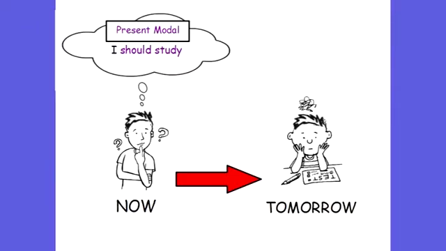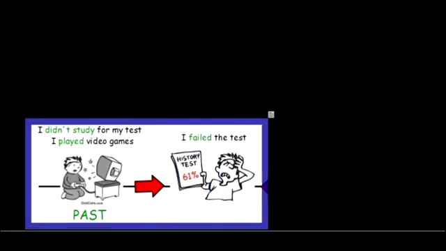So today we're going to look at how to make this type of suggestion, but in the past tense. Okay, so let's take a look at this situation with this boy. He's playing video games, and we're thinking about what he did in the past. It says here, I didn't study for my test. I played video games. So he didn't study for the test. Instead, he played video games. So what do you think happened when he took the test? What do you think happened to him in the future? Well, maybe this happened. It says, I failed the test, right? 61%. He failed the test. So this is what happened to him.